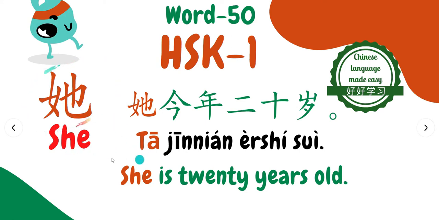So 她 with the first tone means she. Remember this character, because this word in pinyin is the same for he, she, it, but you will understand and recognize this word she by its character. 她今年20岁. She is 20 years old.